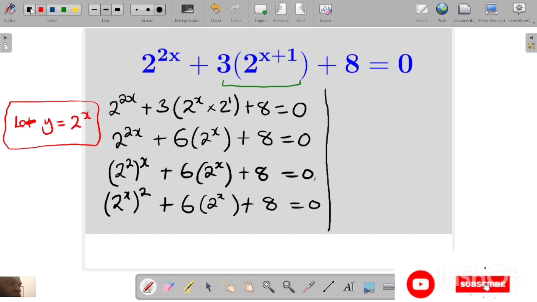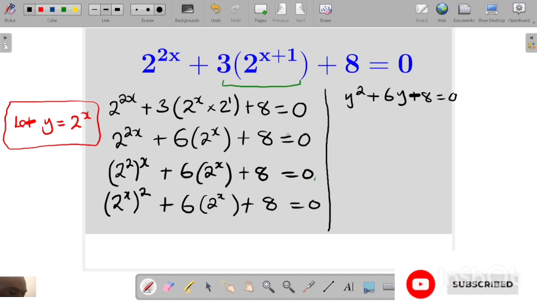So this means that in this equation, wherever there is 2 to the x, we are going to replace it with y. So we're going to have y squared plus 6y plus 8 is equal to 0. Okay, so this is what we are having.